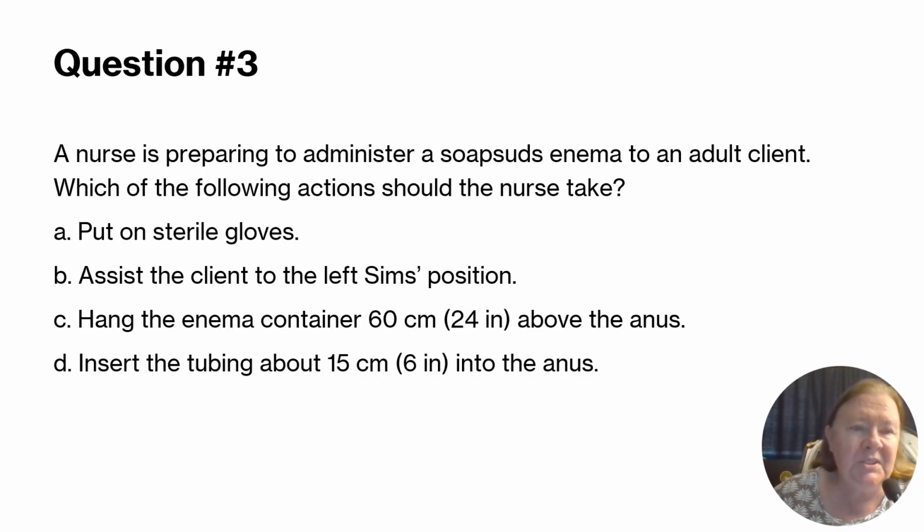Letter A, put on sterile gloves. B, assist the client to the left Sims position. C, hang the enema container 60 centimeters, 24 inches above the anus. Or D, insert the tubing about 15 centimeters or 6 inches into the anus. All right, I'll give you a minute to think about these answer choices.